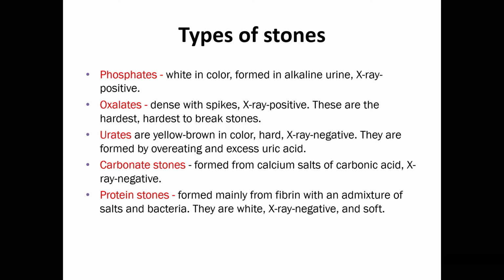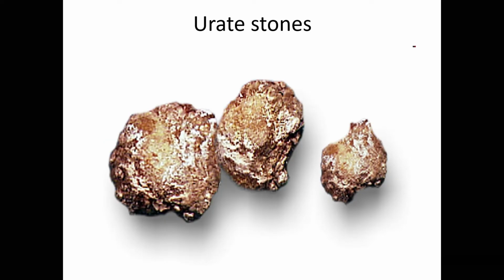Urates are yellow-brown in color, hard, X-ray negative. They are formed by overeating and excess uric acid. Carbonate stones are formed from the calcium salts of carbonic acid, X-ray negative. Protein stones are formed mainly from fibrin with an admixture of salts and bacteria. They are white, X-ray negative, and soft.